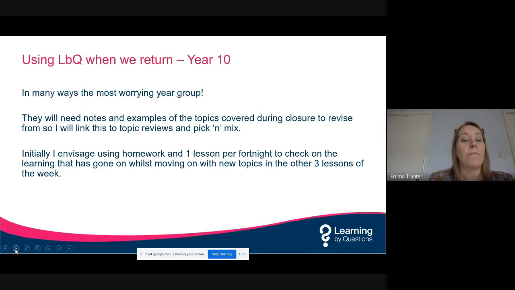And perhaps having done 2 or 3 homeworks like that, we can box off the notes and examples for that topic, and then use a lesson where we do a topic review or a question collection that consolidates that knowledge and learning, and hopefully reassures pupils that the learning they did during lockdown is solid and secure. So that's really what I'm thinking about when we return.